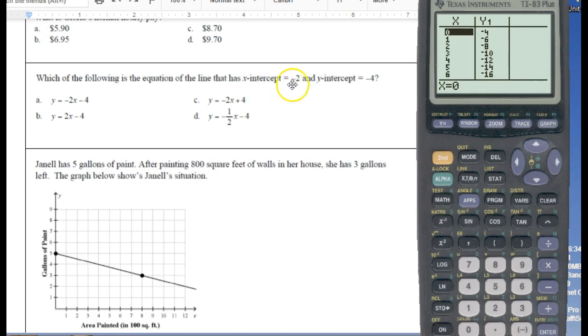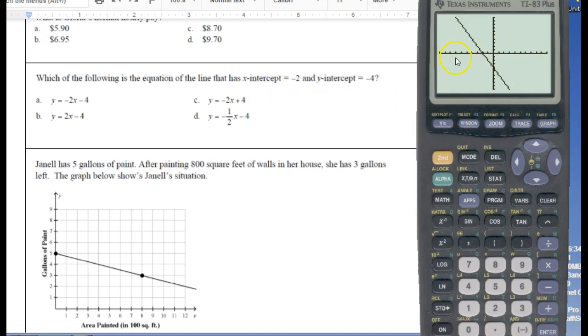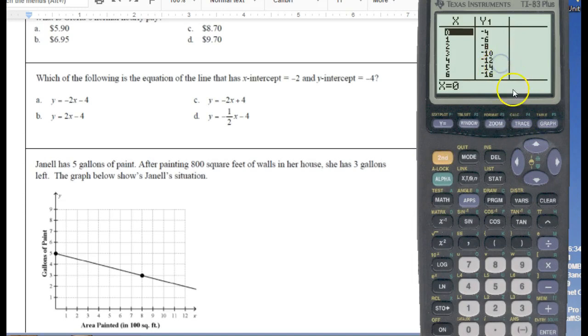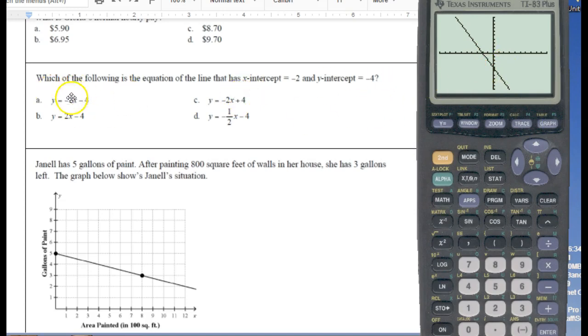And now, the x-intercept is where it's crossing the x-axis here. So it's like this point right here that's at -2, 0, right there. And I can see that on my table as well. If I just scroll up or down with my little arrow keys, -2, 0, that's the x-intercept at -2. And then this one says the y-intercept is at -4. That's 0 and -4. And here I can see that that's -2, that's -4. Let's try one of the other ones. So it's looking like A is the right answer.